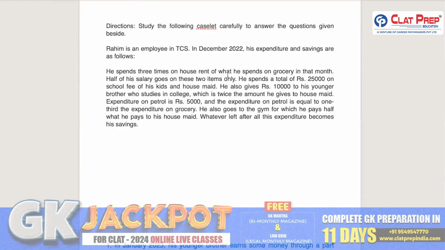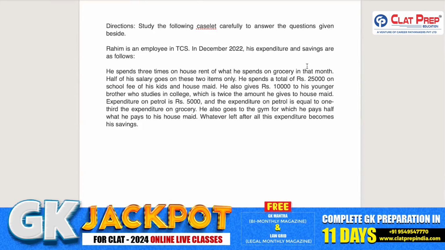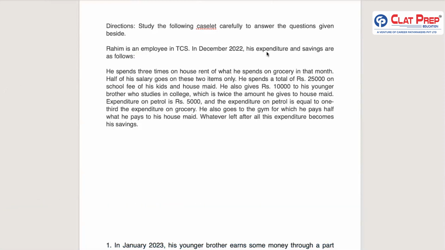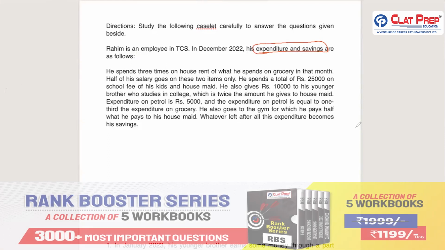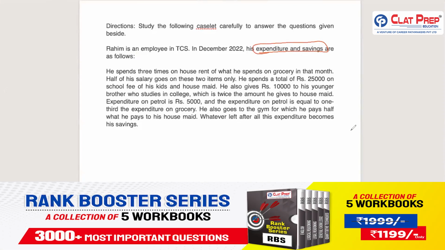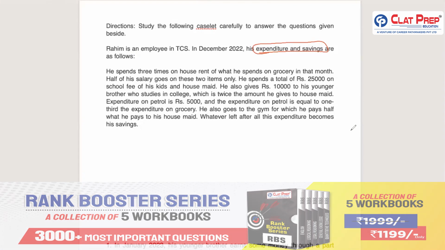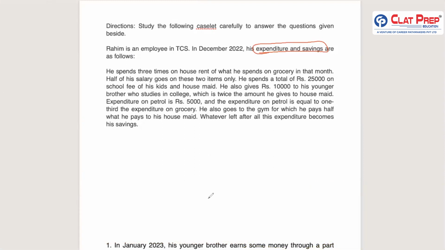So in this question, it's given that Rahim is an employee, and the question talks about his expenditure and his savings, right? Whenever there's expenditure and savings, we know that there would be different categories. Obviously, he'll spend money on several things. So we'll start solving the question directly by forming the table, and then with the comprehended data in the table, we'll come to the questions.